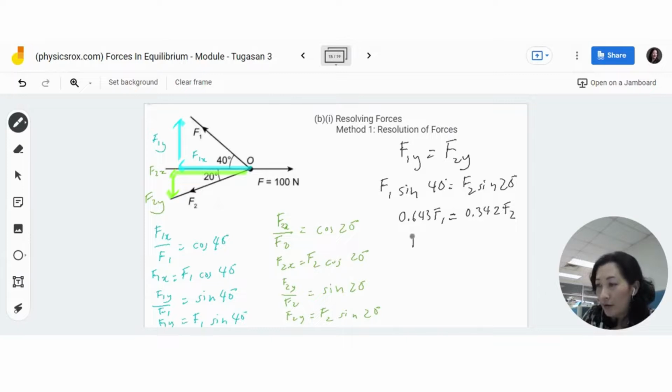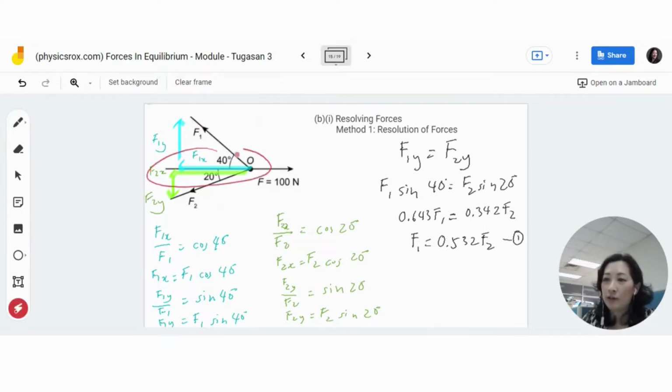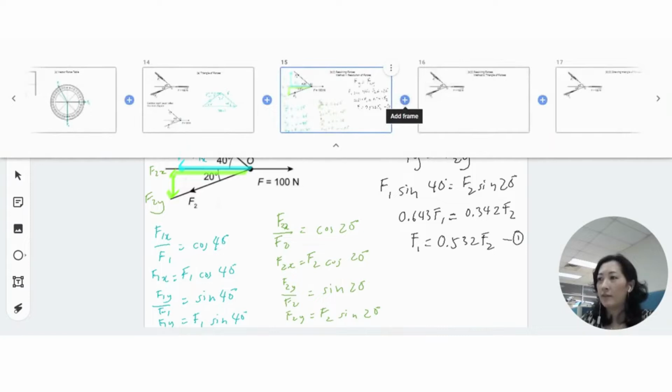And if we simplify this further, we can express F1 in terms of F2. That means 0.342 divided by 0.643 gives us 0.532. So I'm going to label this as 1. And next, for the horizontals, we've got two horizontals to the left, F1x and F2x, and one to the right, which means that, you know what, I'm going to do this on the next slide. So I'm just going to do this diagram and put it on the next slide.